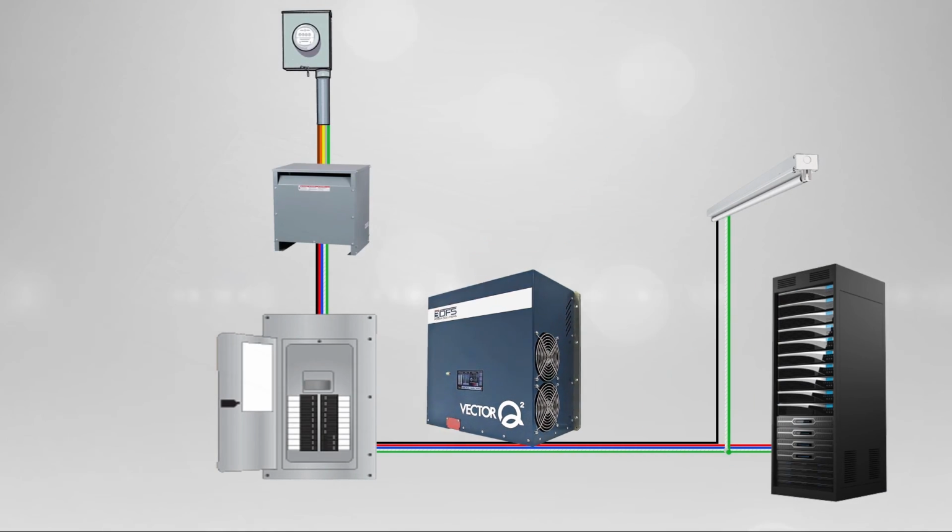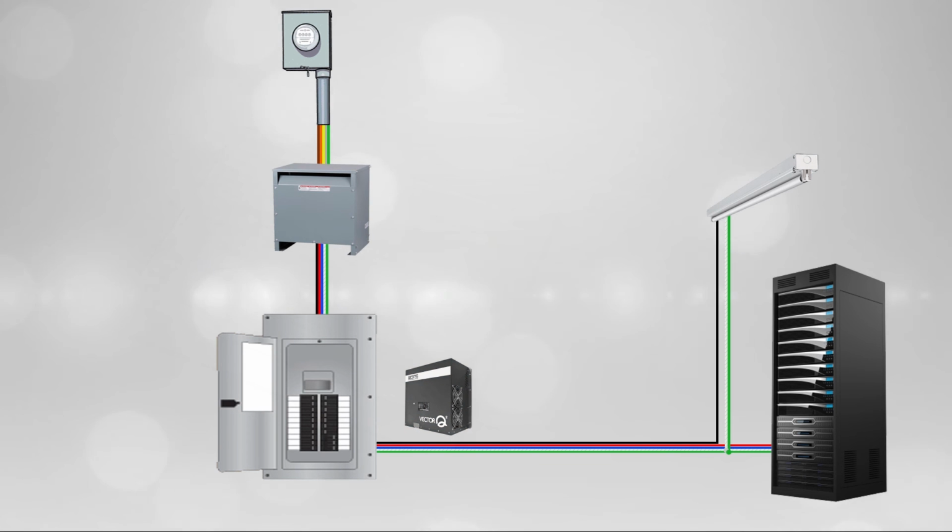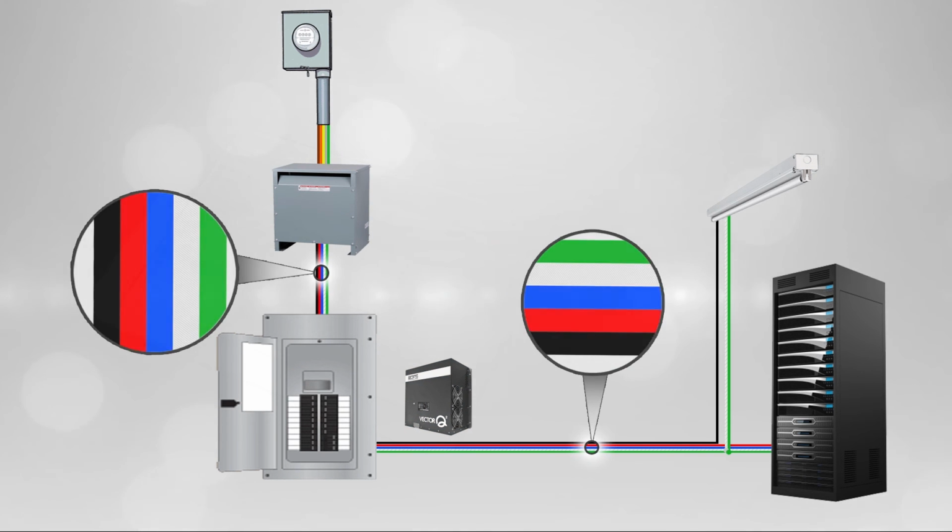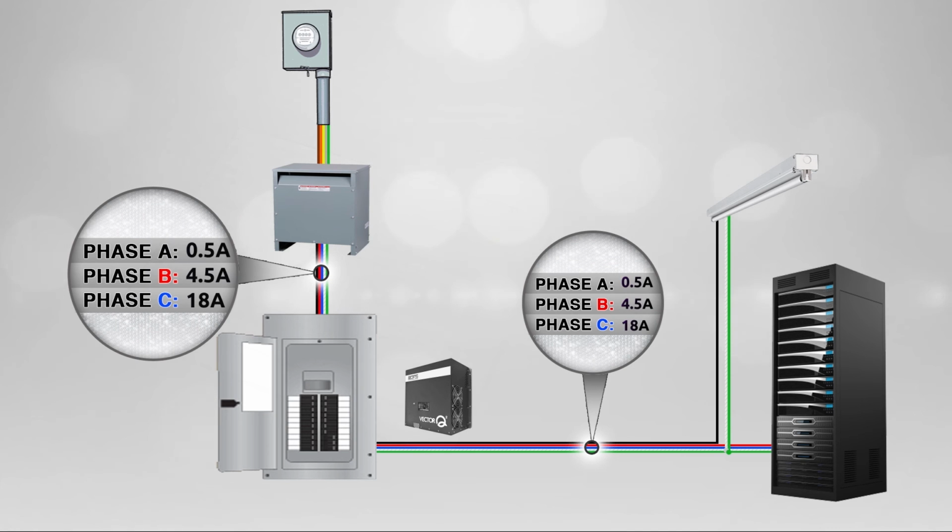The Vector Q2 is installed in parallel in the panel. Before it is turned on, please take note of the current draw before the panel and the current draw on the individual loads. The imbalance is equal throughout the system. When the Vector Q2 is turned on, two things happen. The current being drawn upstream from the panel is immediately drawn with equal balance across all phases, and there is a reduction in the current drawn on each phase at the load level.